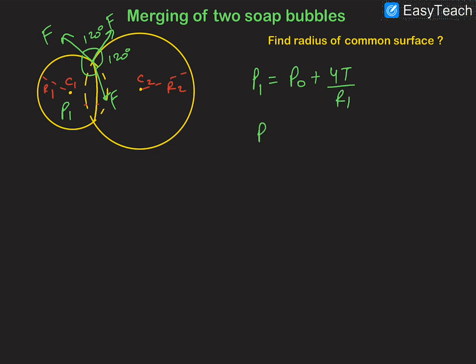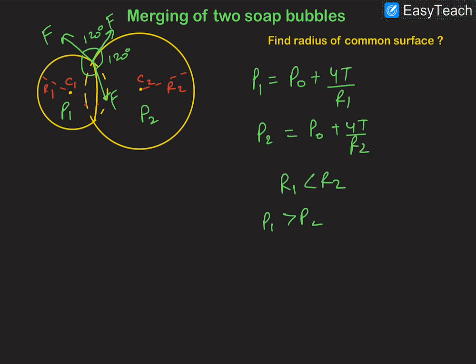Okay, and the pressure inside the bigger bubble, P2, will be equal to P naught plus 4T by R2. This is the pressure inside these two bubbles, and obviously we know that R1 is less than R2, therefore we can say that P1 will be greater than P2. So we always know that the concave side of any free surface of liquid has greater pressure. So the pressure at this side is greater than the pressure at this side, therefore the concave side of this surface will be facing towards this center.